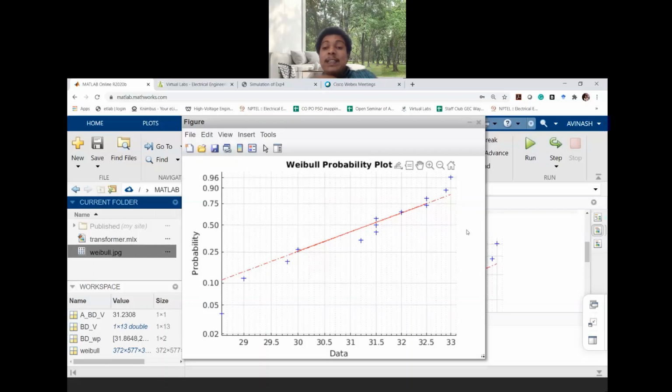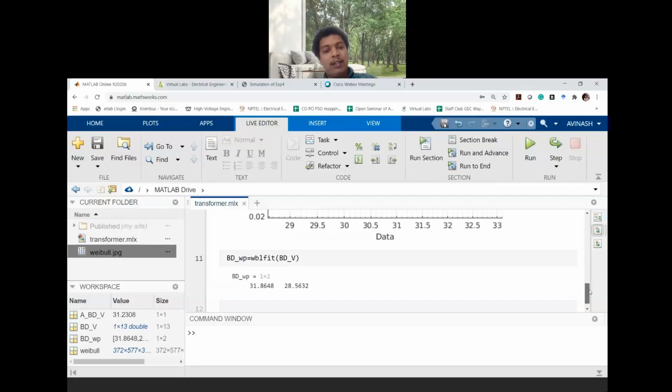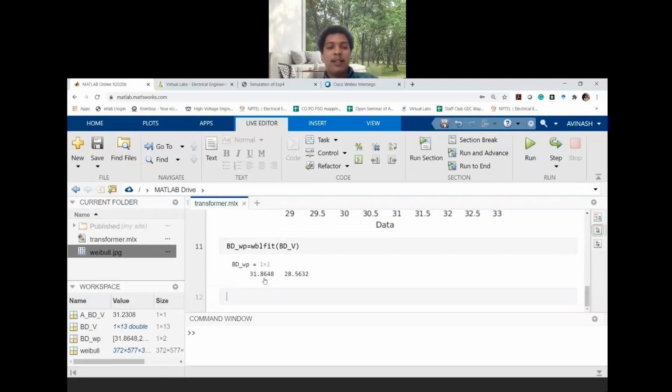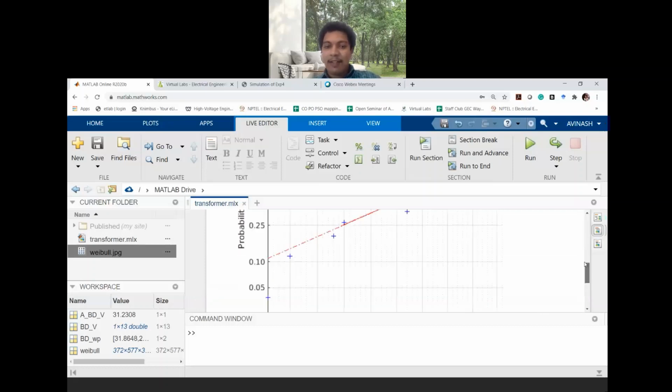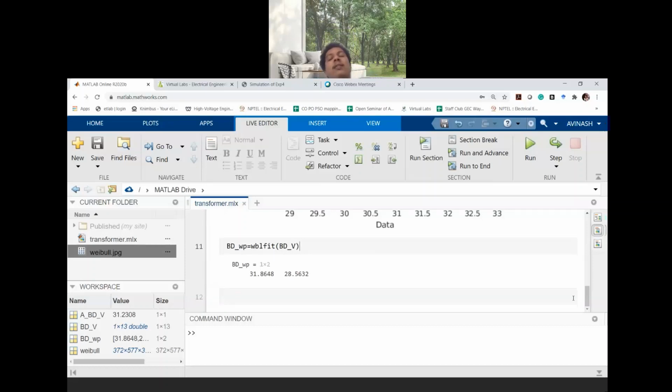With this, we made the variable plot, and another thing to see here is the fit values. You get two values here. The first parameter is 31.86, which corresponds to the scale parameter or your breakdown voltage, and the other parameter is the shape parameter, which shows the variance. Our scale parameter corresponding to breakdown voltage is 31.86, and the average value is 31.23. So they are quite nearby. Right. So this is the way to conduct the experiment.